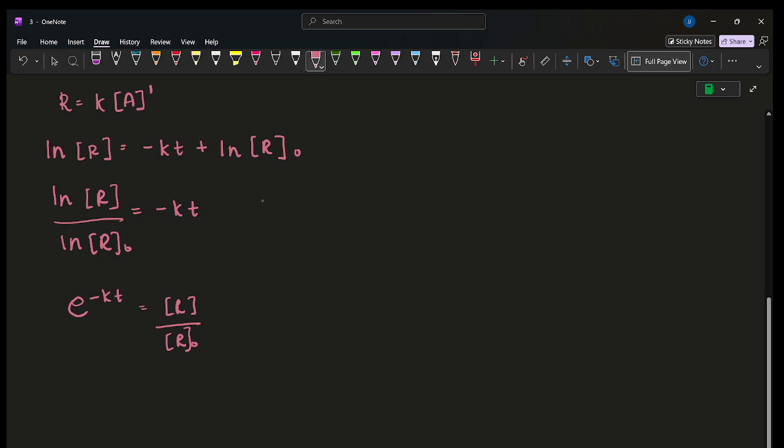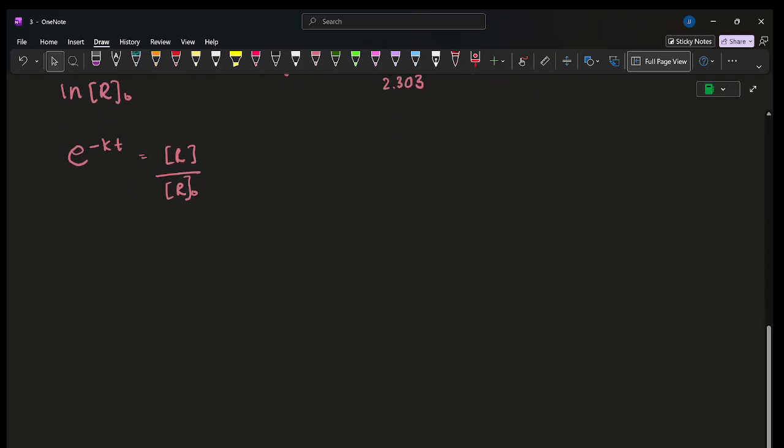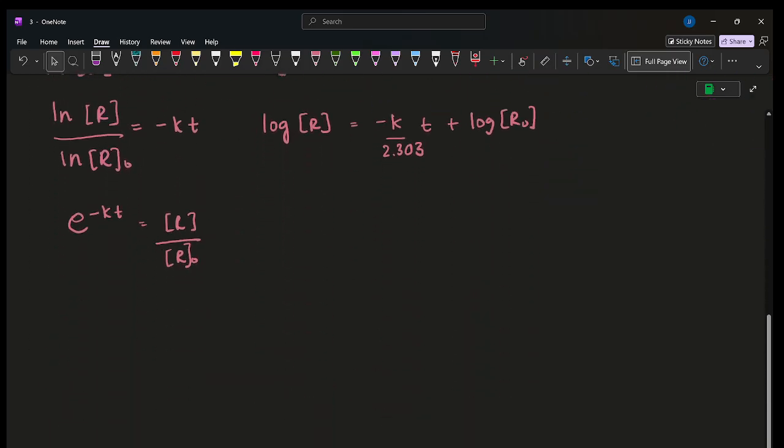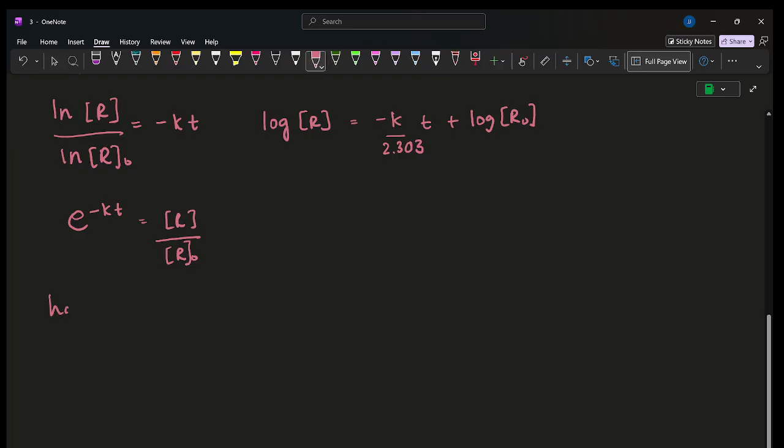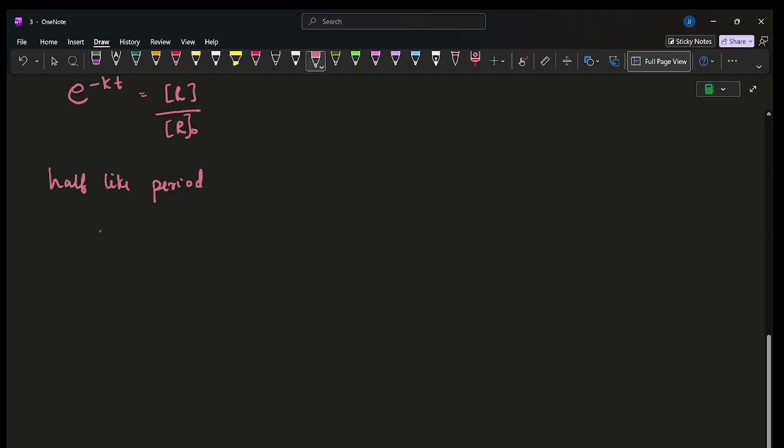And from this one, I could also take it as log of R is equal to minus kt by 2.303 plus log R naught, similar to ln, just with a 2.303. Okay, so these are the general formulas. Now, if you talk about half-life period, you also have t half equal to 0.693 by K. Okay, this is one of the most important ones.